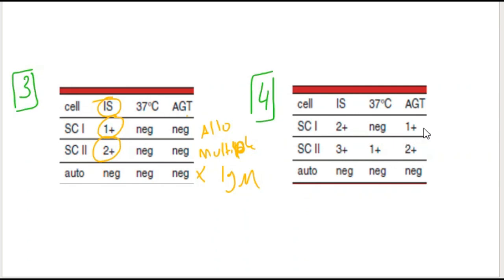Here cell 1 is positive at this phase and also the other phase. Cell 2 again is positive in all of the three phases. The autologous is negative, so it's not auto antibody, it's an allo antibody. So it may be multiple antibodies because it reacts with more than one cell. It's expected to be IgM, and maybe some of them are also IgG because it's also positive at indirect phase. Okay.